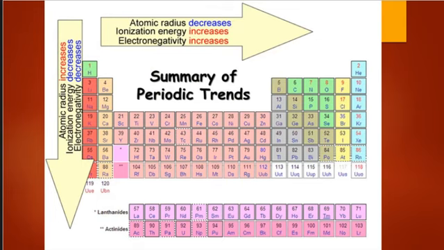So this is the summary right here: the atomic radius as it goes to the right will decrease, where everything else will increase. And as it goes down, the atomic radius will increase while the other things, the ionization and electronegativity, decrease. So this is a nice little summary slide to tell you what's going on.